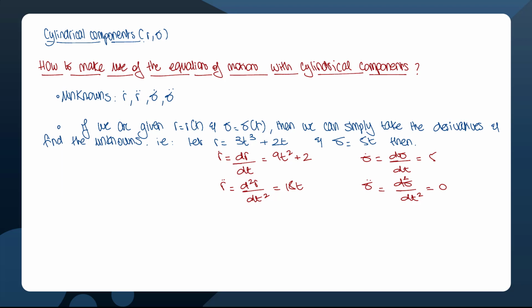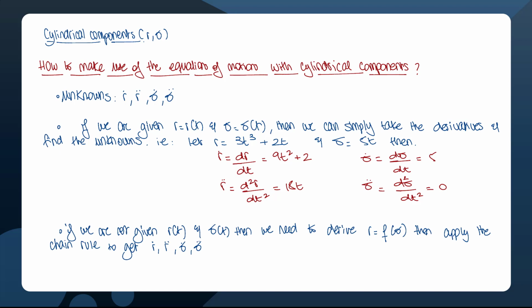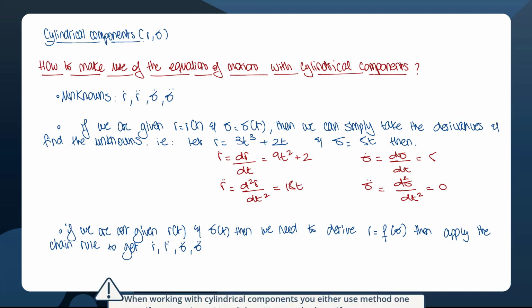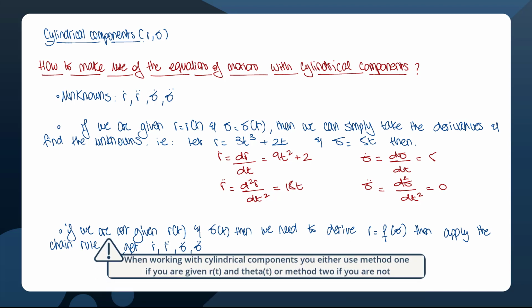Now the second case is assuming we are not given r(t) and theta(t), then we need to derive an expression of r as a function of theta. Then one can apply the chain rule to get r dot and r double dot, then theta dot and theta double dot. So in conclusion, when dealing with a cylindrical coordinate system, one has two methods. You are either given the expression of r and theta as a function of time, or you actually have to derive an expression yourself of r as a function of theta here and not time. Then you apply the chain rule to get the different variables.